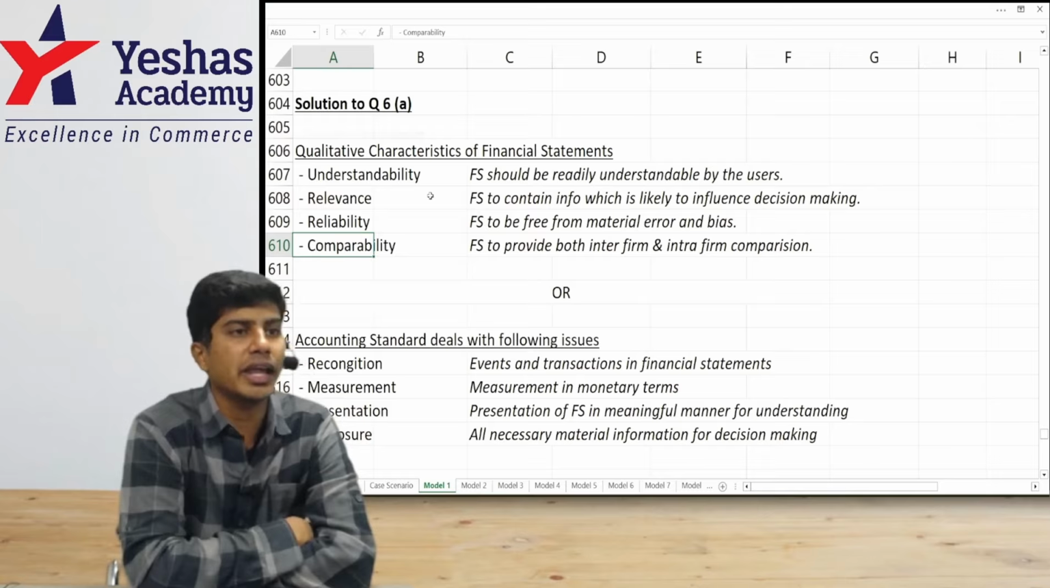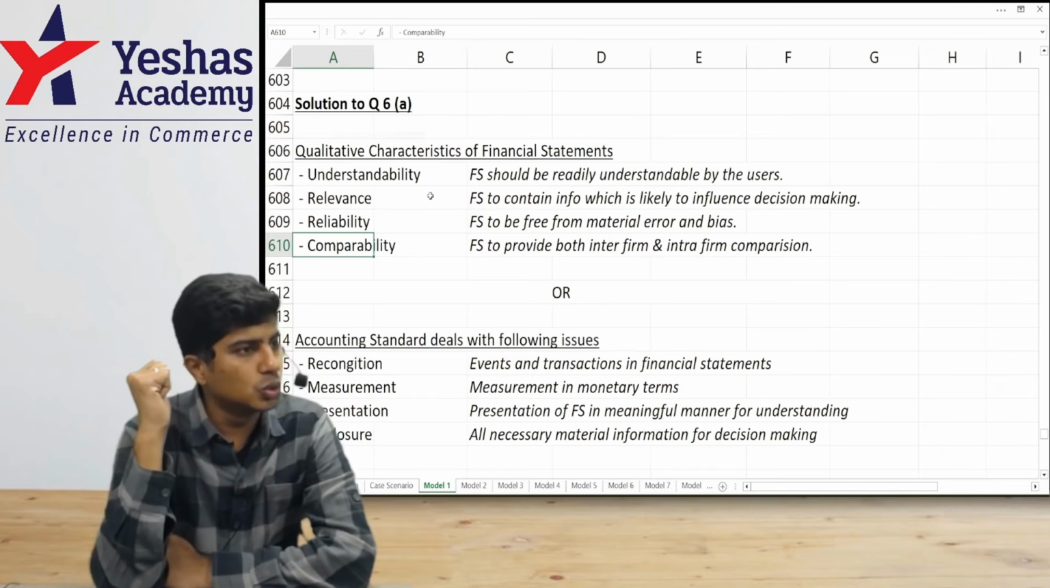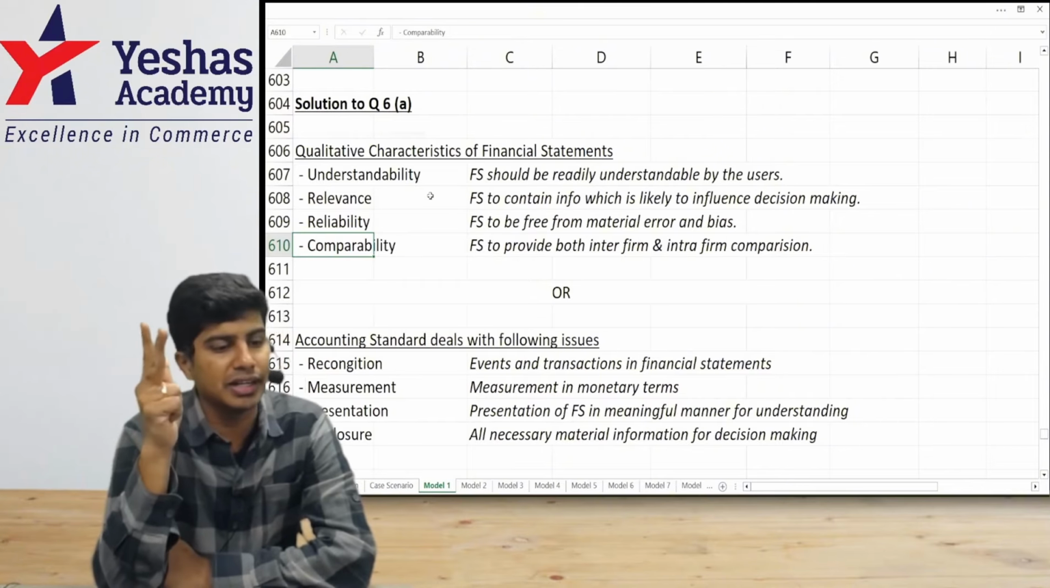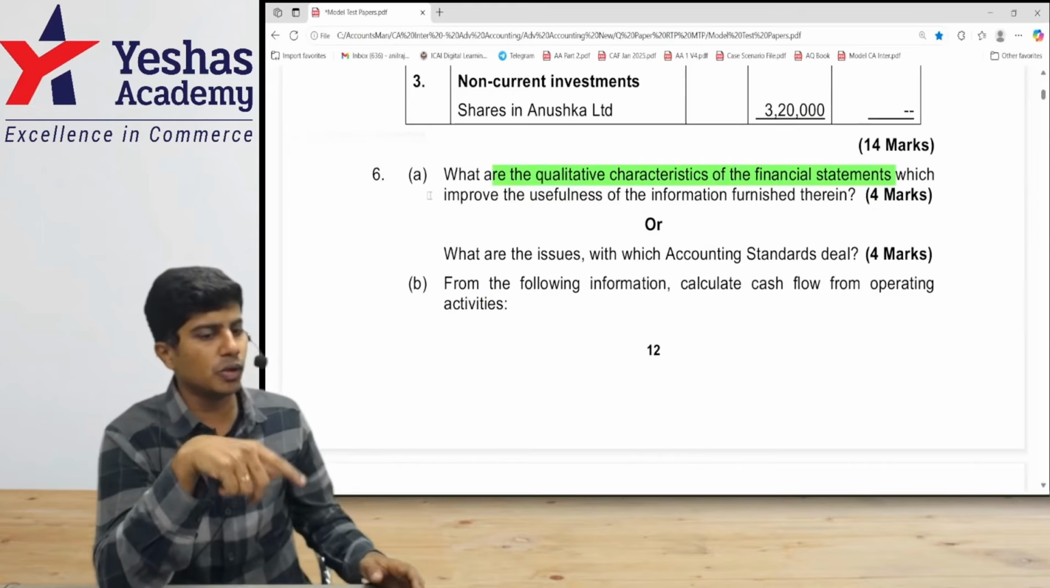So, what are the four characteristics of financial statements? Number one, understandability. Number two, relevance. Number three, reliability. Number four, comparability. Understood? Skipping theory will put you at a disadvantage.